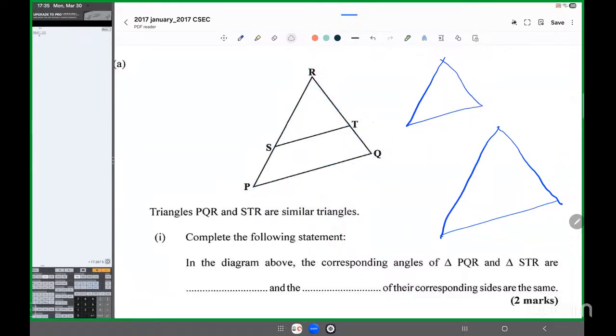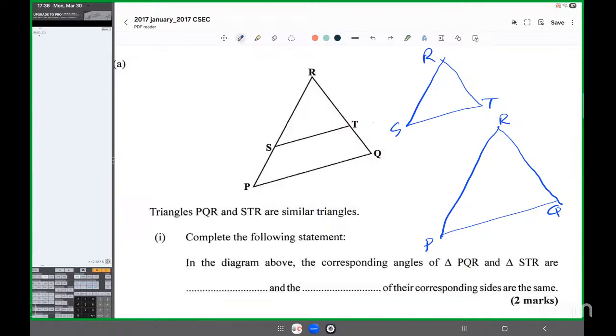All right? This one is RSP. This one is RPQ. So this side corresponds to this side. This side corresponds to this side. And this side corresponds to that side. The ratio of corresponding sides of the two triangles are equal. Ratio equal. All right? It says, complete the following statements.